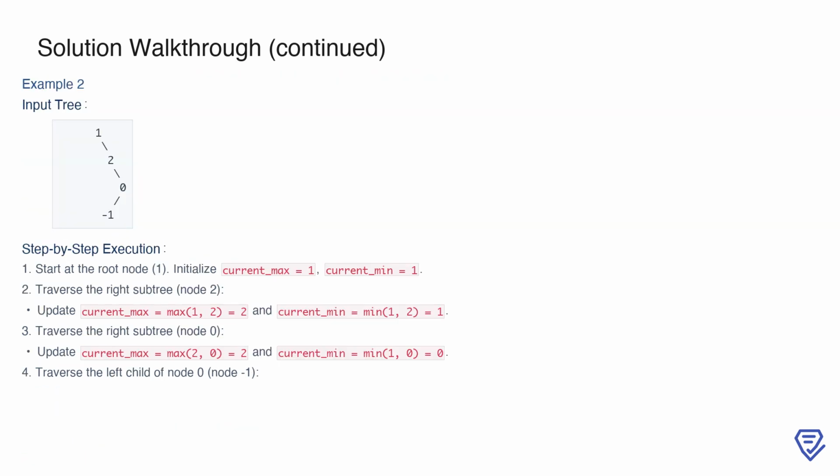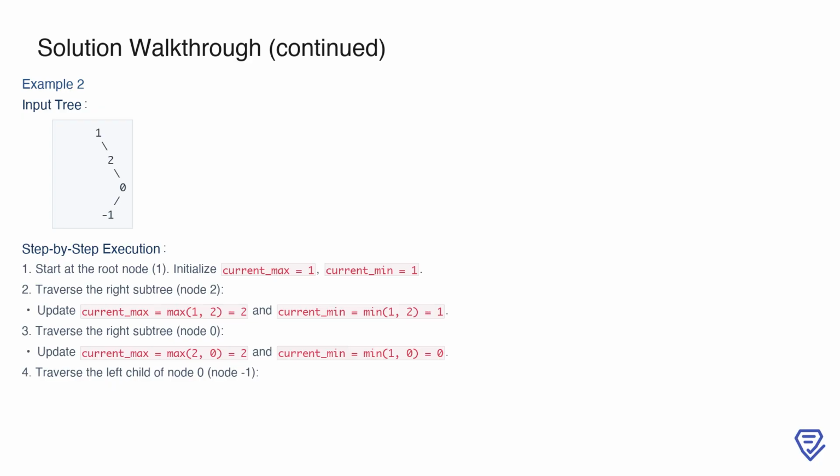Now we move to the right subtree of the root node, starting with node 10. Here, the current maximum is updated to 10, while the current minimum remains 8. Since node 10 is a leaf node, the difference is calculated as 10 minus 8, which equals 2. With the left and right subtrees of the root node processed, the root node returns the maximum difference from both sides. In this case, that value is 7, which becomes the final output.